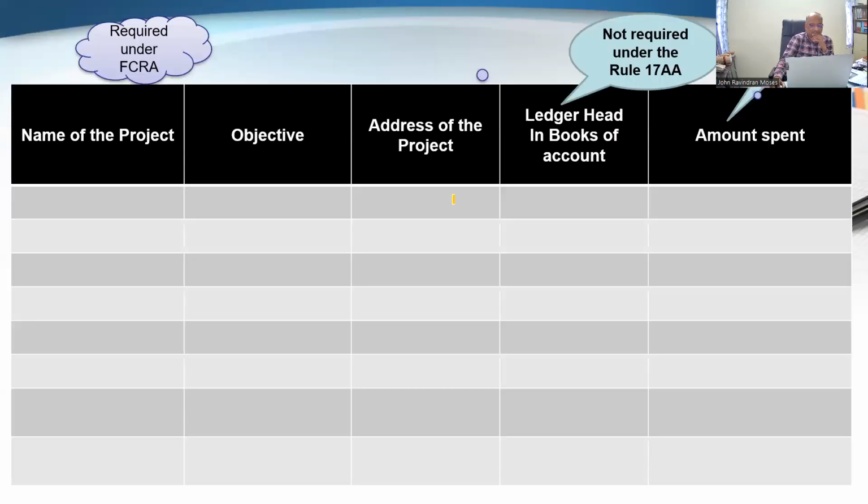There is nothing beyond this required here, but I'm suggesting that you can have a few more columns because in Form FC4 under FCRA, we are reporting this. So it will be better if you can add these two, but it is sufficient if you keep these first 3 columns alone: name of the project, objective, address of the project. If you keep this, this will be sufficient compliance.